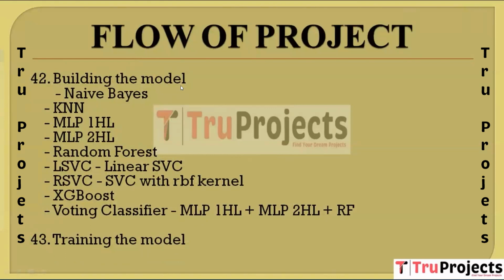Then we have building the model. Various classification models are built using different algorithms, including Naive Bayes, which we have discussed already earlier, KNN, that is K-nearest neighbor, MLP, multi-layer perceptron, one hidden layer and two hidden layer, random forest, LSVC, linear support vector classification, then RSVC, SVC with RBF kernel, XGBoost. Similarly for the voting classifier with the MLP plus MLP1HL plus MLP2HL plus RF. Then we have training the model. The classification models are trained on the training set of features extracted from the tokenized news articles.